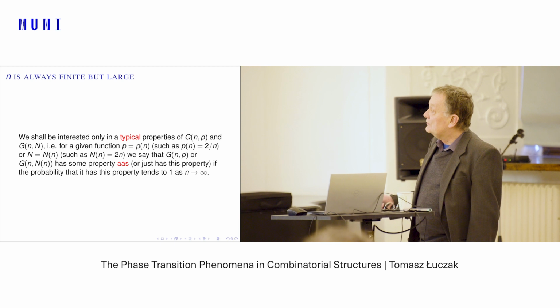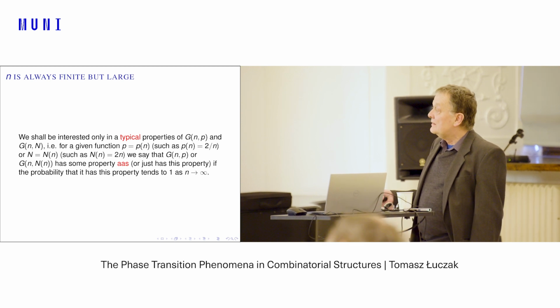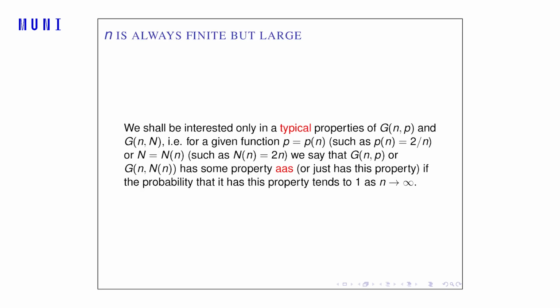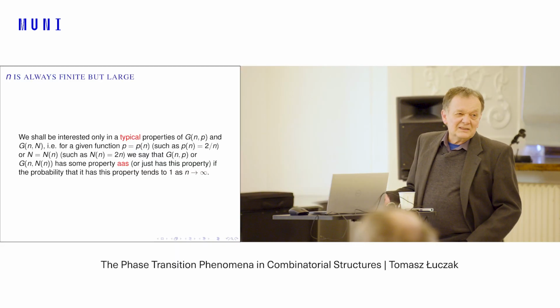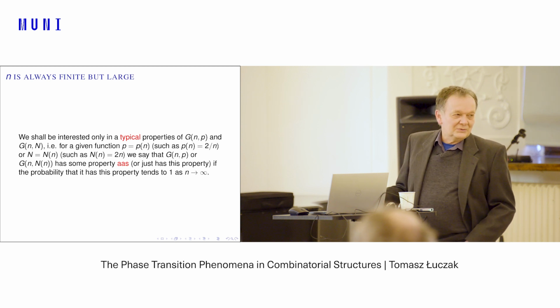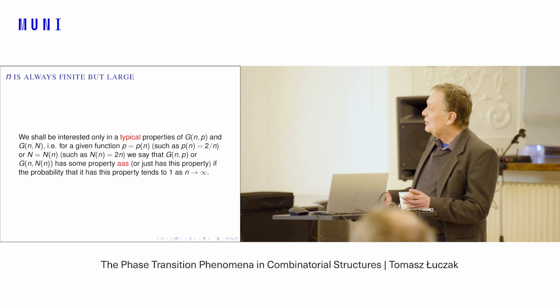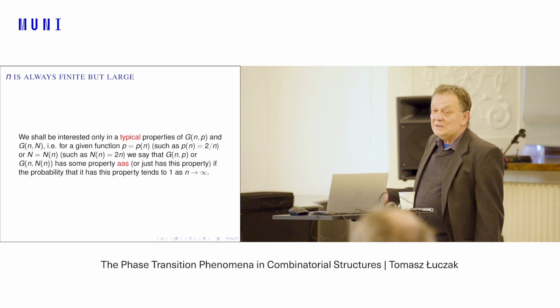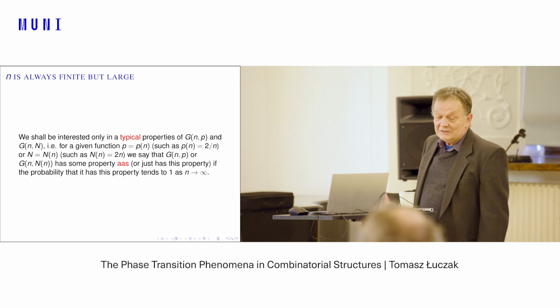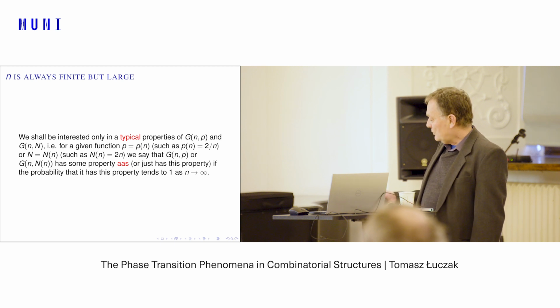And the last remark is that we will be interested in the case when n is finite but very large. So we are interested in typical properties of G(n,p). Given a function p, we say that G(n,p) has some property asymptotically almost surely if the probability of this property tends to 1 as n tends to infinity. I will always omit "asymptotically almost surely": if I say the random graph has this property, it means it has it with probability close to 1.